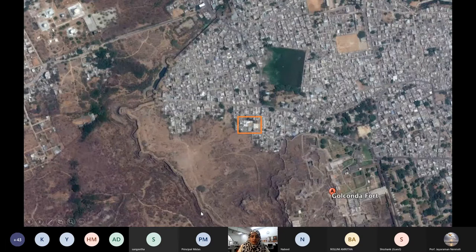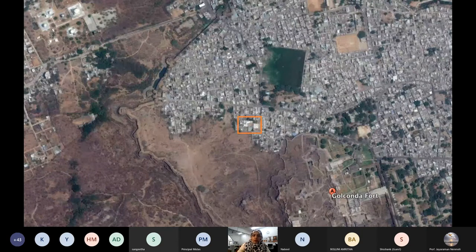This is a Google Maps image, and you can see the inner wall and the outer wall of the Golconda Fort. The fort contains a settlement which dates back 800 years, and the entire kingdom, or the city of Golconda, was contained within these fort walls before Hyderabad was established. It's a really low rise, high density settlement within the outer walls, and our site is also located within those walls.